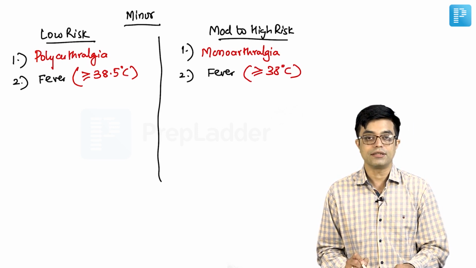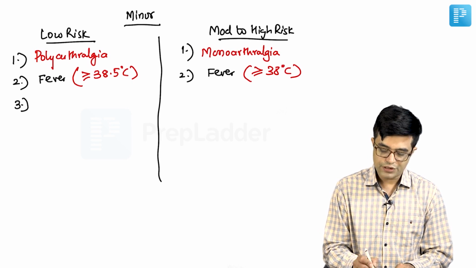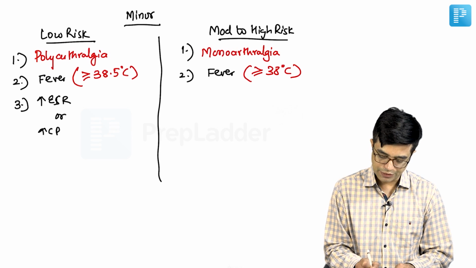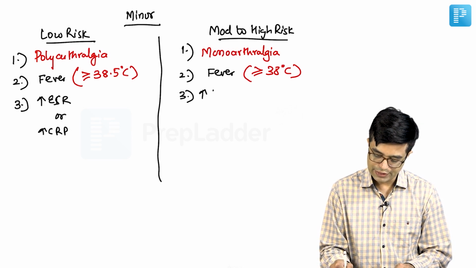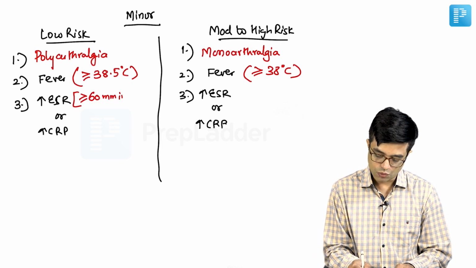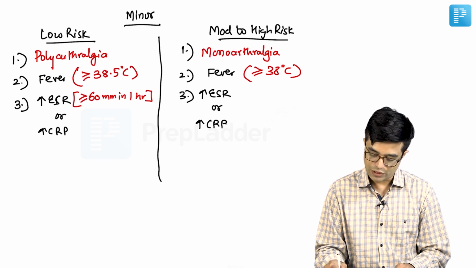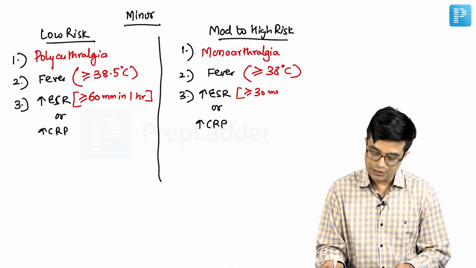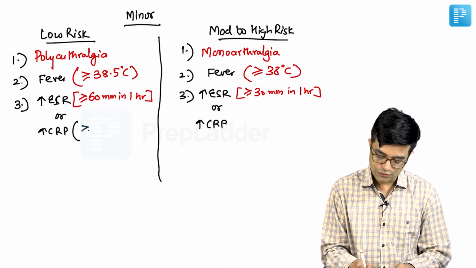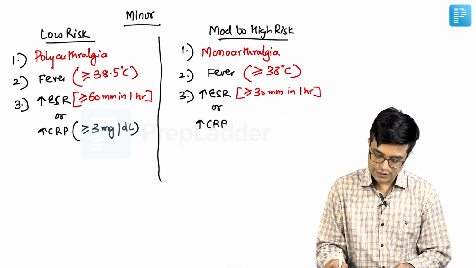Then we have the third feature, which includes raised inflammatory markers. So there should be elevated ESR or elevated CRP. Here also it should be elevated ESR or elevated CRP. The value of ESR which is significant to be called a minor criteria is equal to or more than 60 millimeter in 1 hour, whereas in moderate to high risk population it is equal to or more than 30 millimeters in 1 hour. The degree of CRP elevation is the same, equal to or more than 3 milligram per deciliter here also.